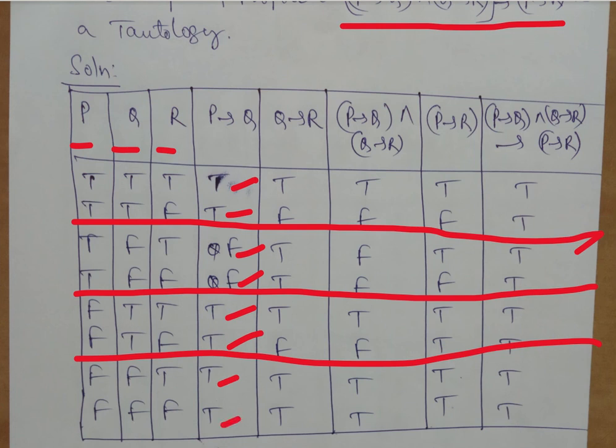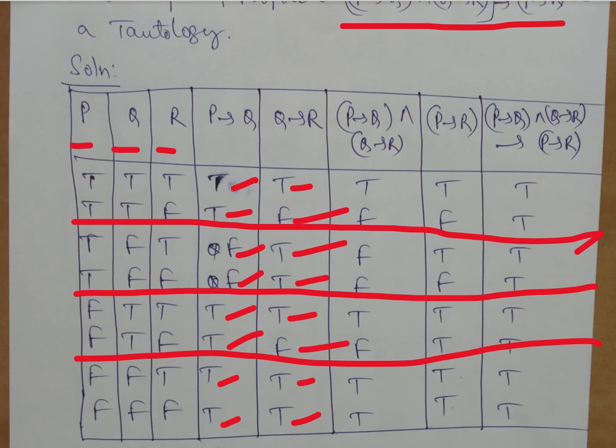Next one is Q to R. What is Q to R? This one. T to T, T. T to F, F. F to T, T. F to F, T. T to T, T. T to F, F. F to T, T. F and F, T.